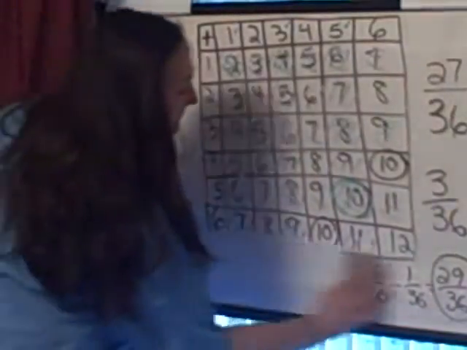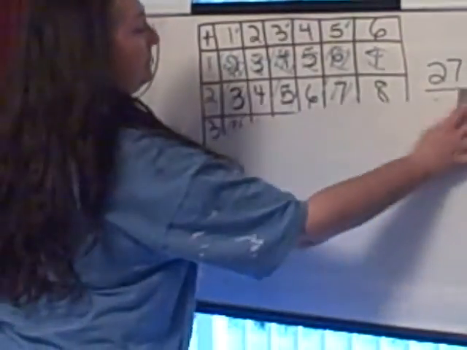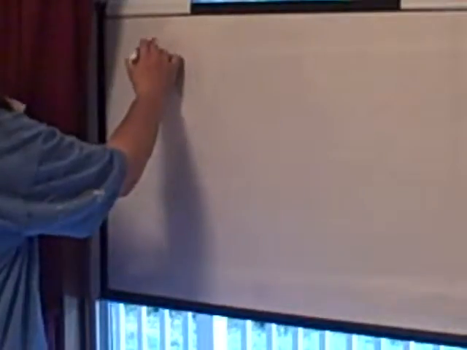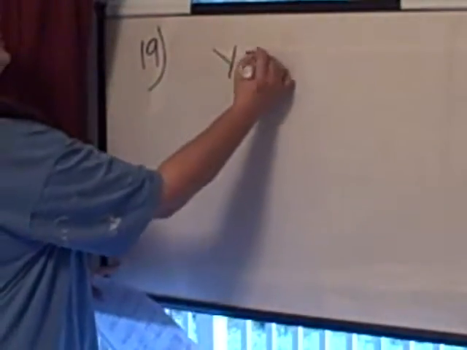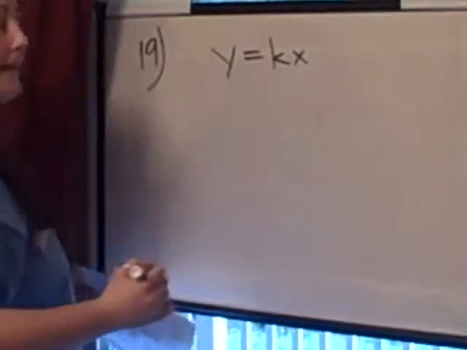Number 19. Number 19 says, identify the constant of variation if y is equal to 8 and x is equal to 2, given that y varies directly with x. Then write the equation of the variation. So here we start with number 19. We're given that it is a direct variation. So if it is a direct variation, then we're going to start with y equals k times x.